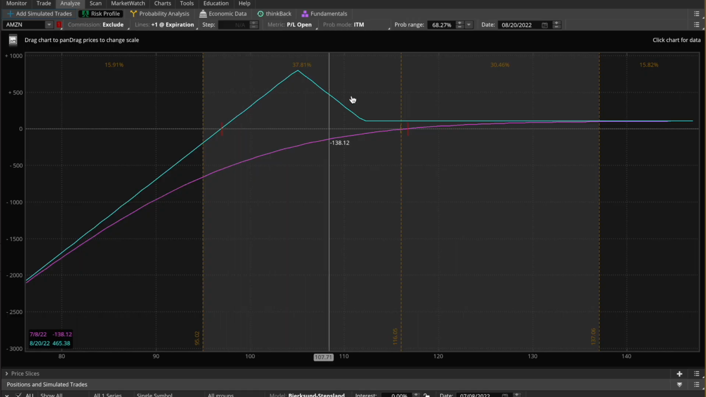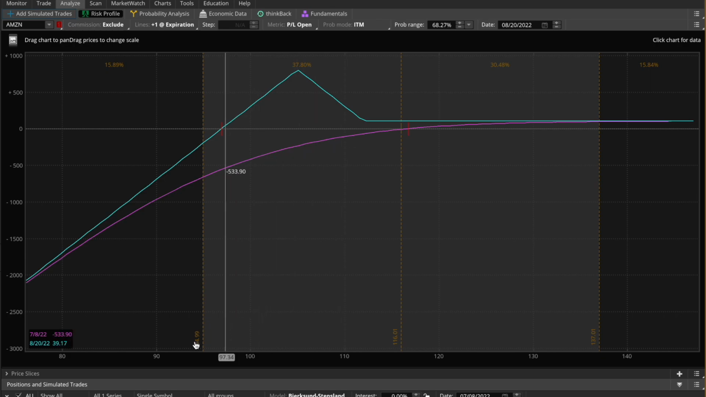And what you can see in this diagram is the actual risk profile, or basically the payoff diagram of that exact position. What's most important here is the line in blue, which is my profit diagram by the actual expiration date. Whereas the one in purple here is the payoff diagram as of today. So again, we'll mostly focus here on the blue curve.